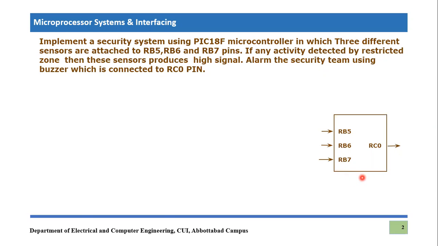So if any of the three pins produces a high signal, which is a change for port B, what is going to happen? The respective interrupt flag will be high, and my microcontroller will be interrupted. And in the interrupt service routine, the microcontroller will turn on this buzzer, right? So let's write the code for this specific example.